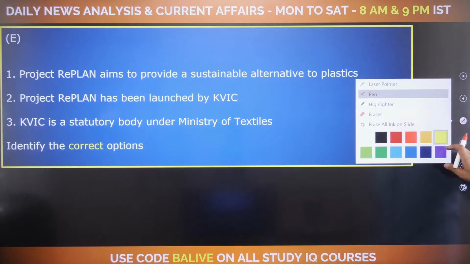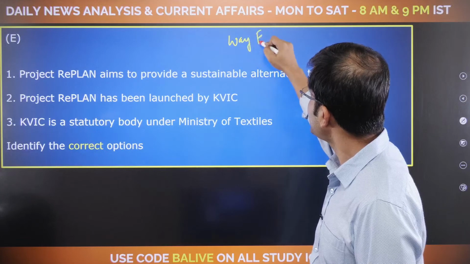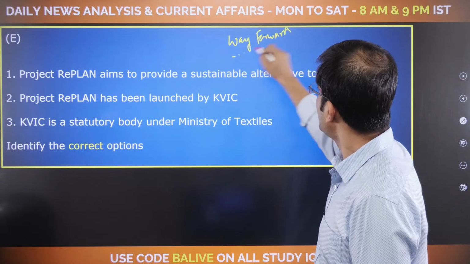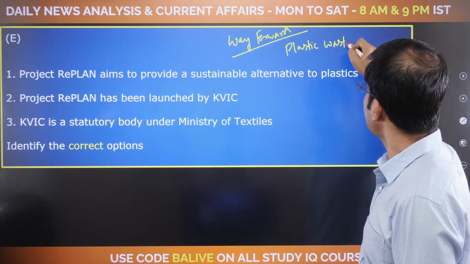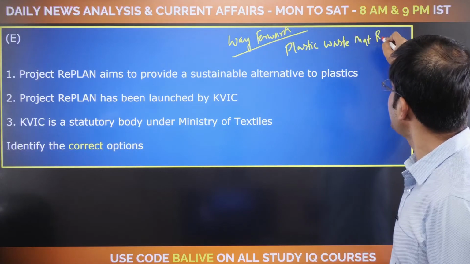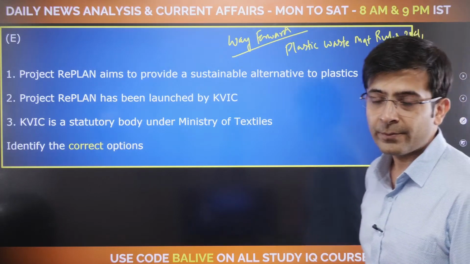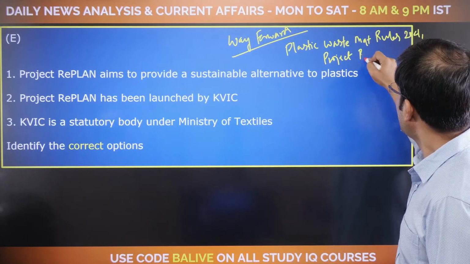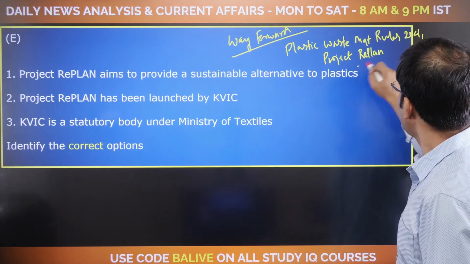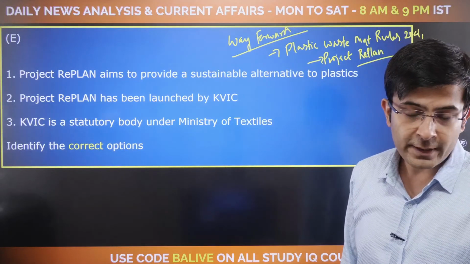Project Replan, I have told you that it's a part of the way forward whenever you write for plastic waste management in India, including the plastic waste management rules, which we discussed in the last class also, the plastic waste management rules of 2021 and 2022, I think 22 it was. Along with that, you have Project Replan. So your mains answer, if you are writing this here, will make sure that you include these 2 points. The first one is obviously well known to us.